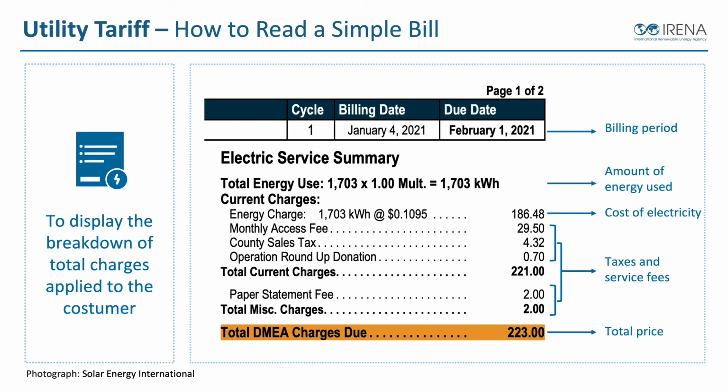Now below that, we have a few other taxes and service fees. We have $29.50 is my monthly access fee. That means that is the price just to be connected to the system, even if I'm not using any electricity. That's the cost to have that energy available to me. We also have other taxes in there, and then we come down to the bottom for our total price of $223 US dollars for this bill. But overall, a very simple bill and a very simple flat rate structure that we see here. We have one fixed price for energy.